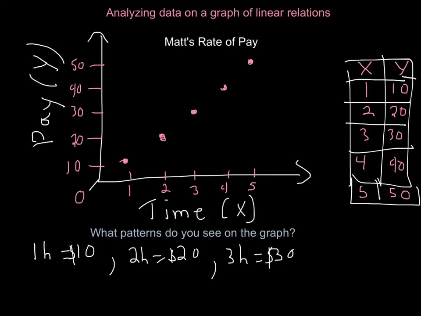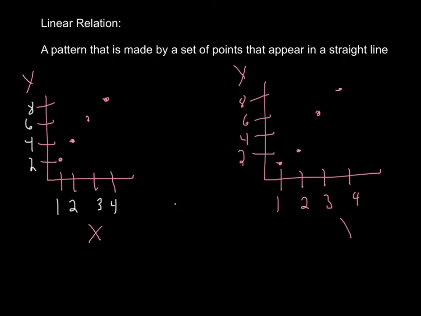So now we've figured out A, how to analyze, and B, how to get the data. Now there's one thing we're missing, and that's the key term of this lesson, which we're going to look at for the rest of this. That term is linear relation. This is important, so make sure you write this down. You're going to look at this for the next 2 parts of this unit and into high school. A linear relation is a pattern that is made by a set of points that appear in a straight line.